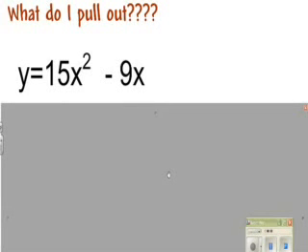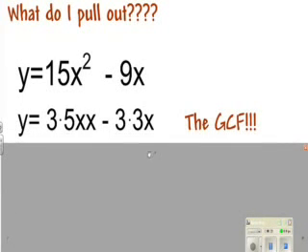So most kids get the idea, okay, so this is distribution done backwards. But then the question is, well, what do I pull out? And it isn't so easy for some people just to look at these two terms and say, oh, well, the greatest common factor is... So what I'm proposing we do is factor each term like that. 15 is 3 times 5. Those are your prime factors for 15. Make yourself a little tree. That's all you're going to get out of it, a 3 and a 5. And the x squared is x times x.